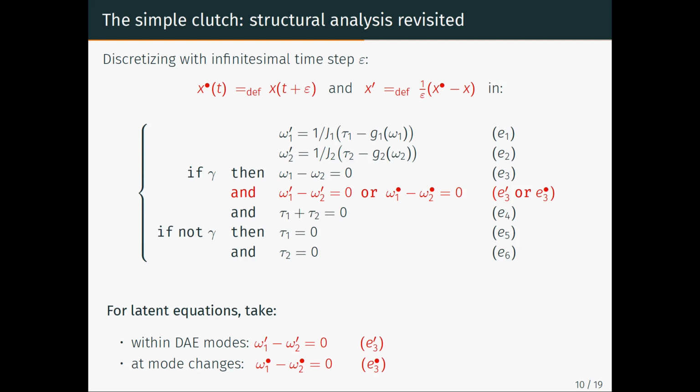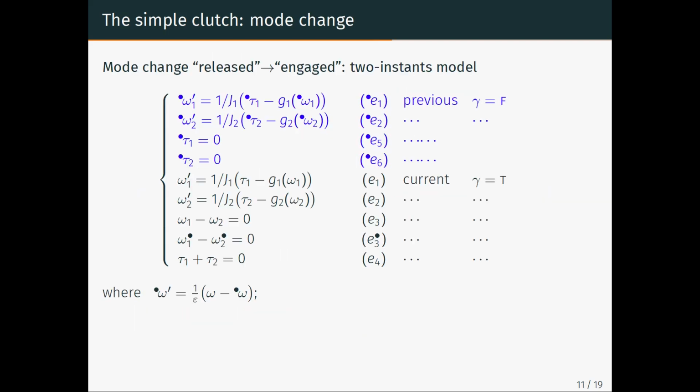We now have two possible expressions for latent equations, as we can either differentiate an equation or shift it. These two expressions are actually equivalent from the point of view of structural analysis, but they have different meanings. Differentiations belong to continuous time, so that they will be used for the modes. Shifts, on the other hand, represent discrete steps in zero duration, so that they will help us describe instantaneous mode changes. The mode change when the clutch gets engaged is studied in this setting by taking into account both the last instant before the mode change, in blue, and the first instant of the engagement, in black.